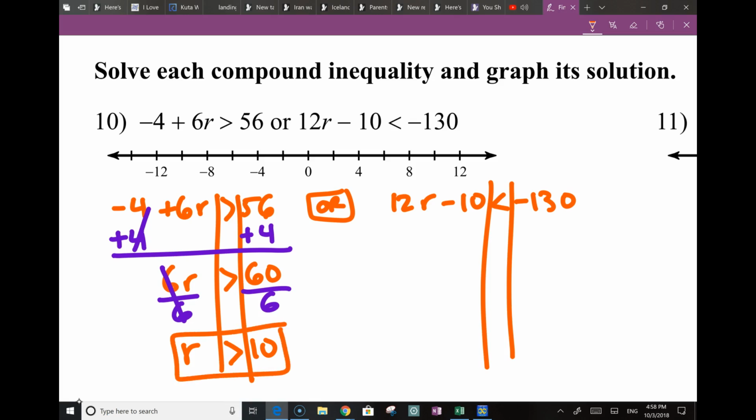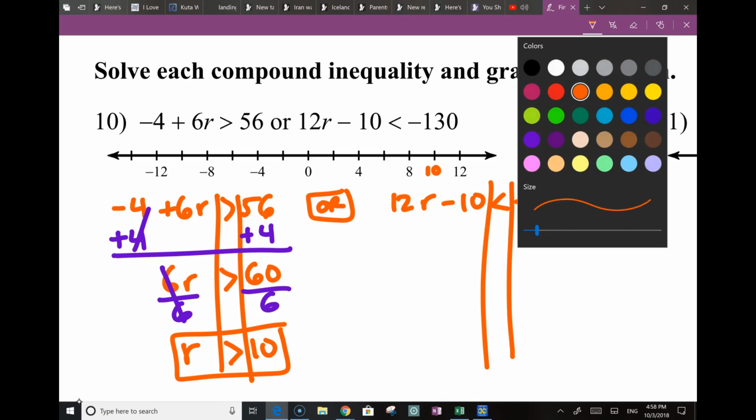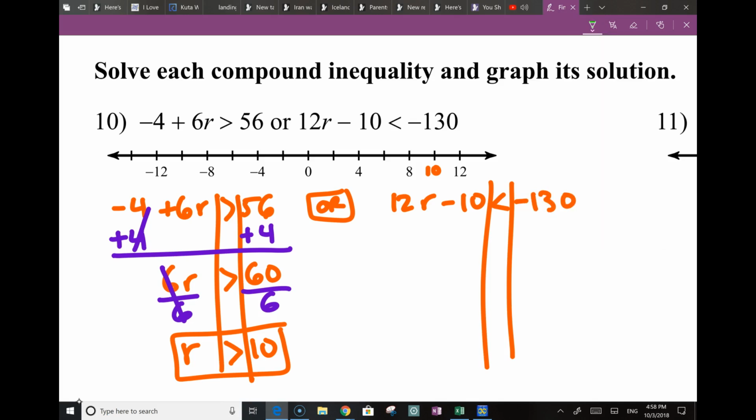Okay, now if I were to graph this right now, I would have to go to the number 10, which would be right here, 10. And I'm going to put an open circle at that spot. So open circle. And again, it's open because there's no equality in my solution. It's not numbers that are 10 and bigger, it's just numbers that are bigger than 10. So if I want numbers that are bigger than 10, I would have to go this way, to the right. That's where all the numbers get bigger.